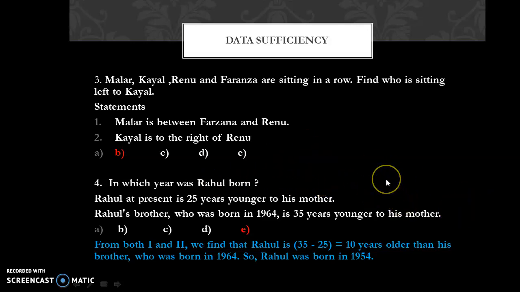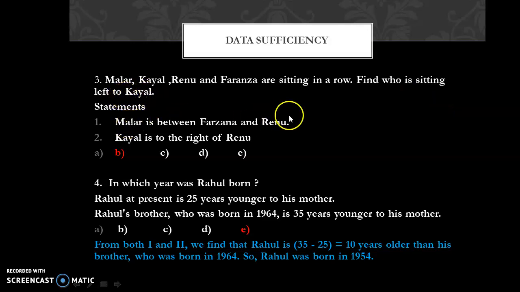Malar, Kayal, Renu and Farsana are sitting in a row. Find who is sitting left to Kayal. Let's look into the statements. Malar is between Farsana and Renu. Kayal is to the right of Renu. The question is, find who is sitting left to Kayal.